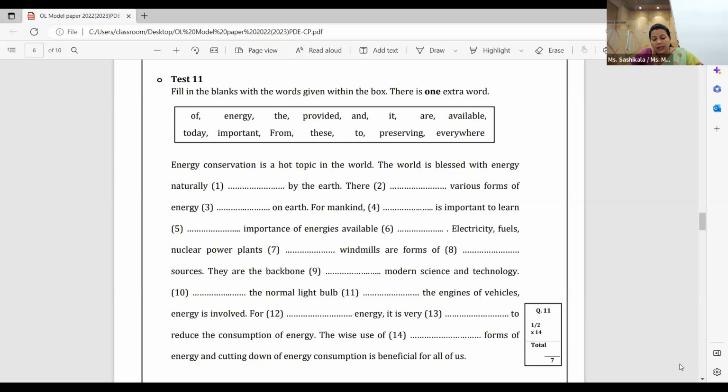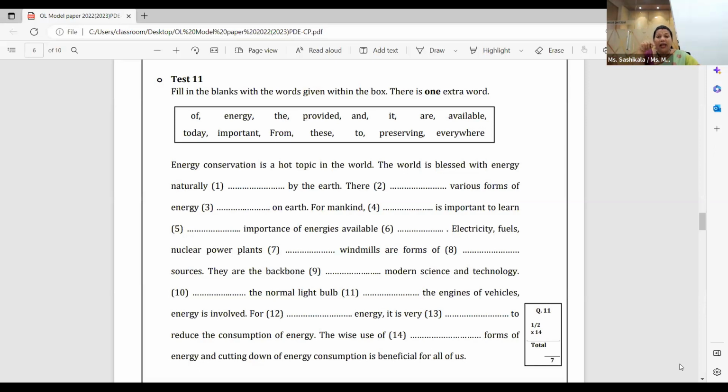The world is blessed with energy naturally. Naturally, what is the word given? By the earth, whatever that we are given. So the meaning of given is provided. So the first word is naturally provided by the earth.